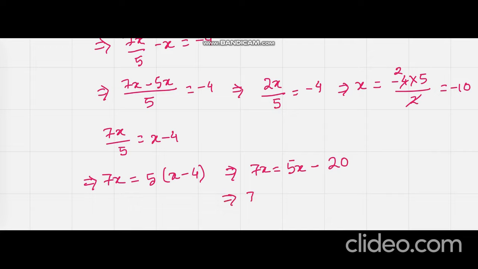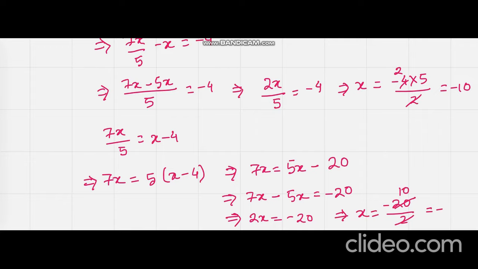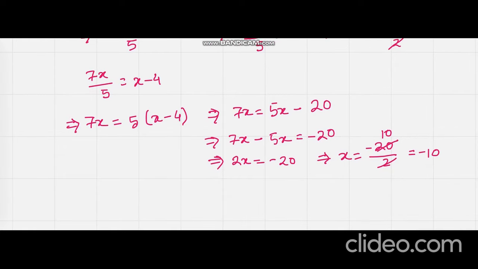Now we have to do the transpose. 7x minus 5x equal to minus 20. So that means 2x equal to minus 20. So x equal to minus 20 by 2. So this is minus 10. So you can see that in both the ways we are getting the same answer. So you can apply any method. So the final answer is x equal to minus 10 is the solution. Okay.